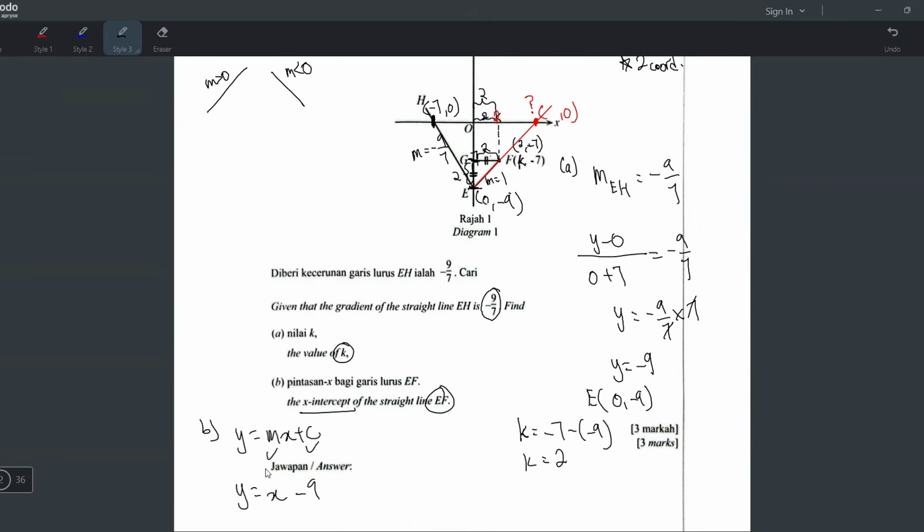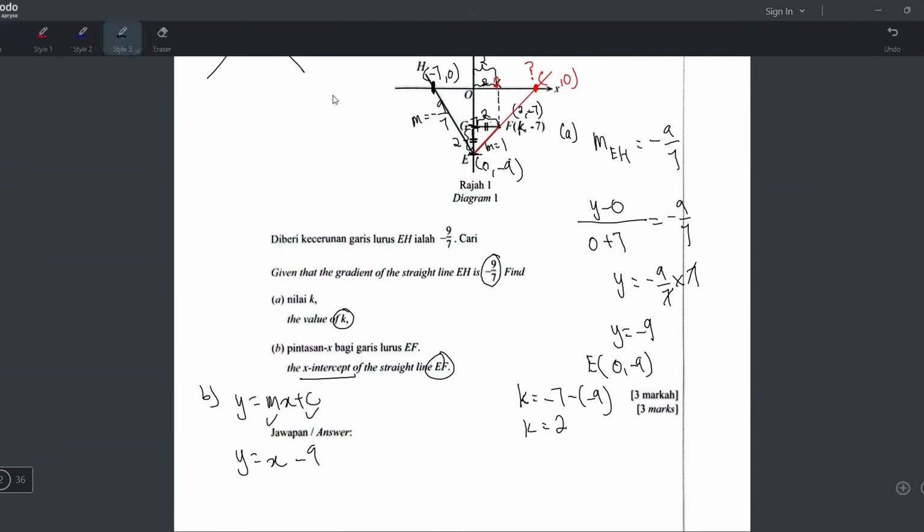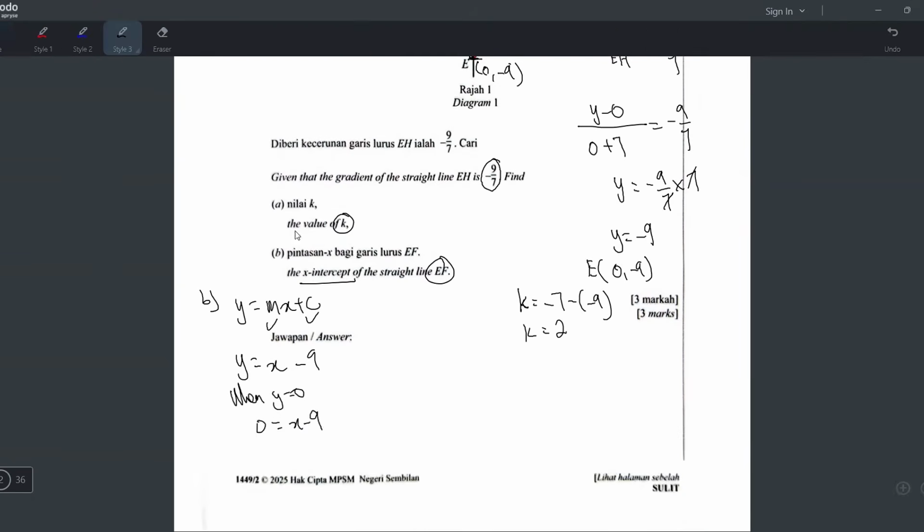Alright, with the full equation, now you can find the x-intercept. You just have to sub y equals 0. So when y equals 0, 0 equals x minus 9. Since you're trying to find x, and your x is already positive, I'll leave it here, negative 9, go there, get 9. So what is the x-intercept? 9, 0. I mean, the full coordinate is 9, 0. But they want the x-intercept, so I should write x-intercept equals 9. I recommend writing it like this.